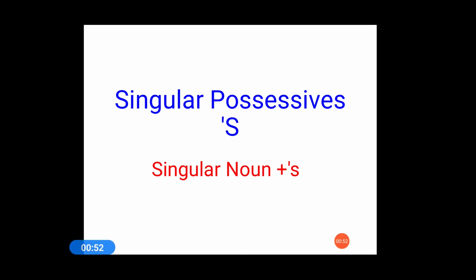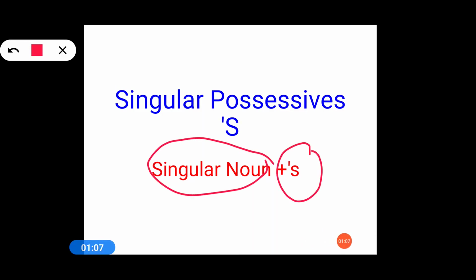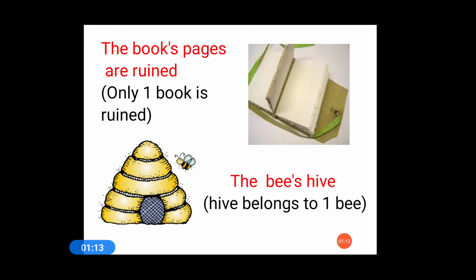So first of all, we will go with the singular possessive. Now possessive means what? It shows possession. So here the first thing is singular noun plus apostrophe s. Whenever we have a singular noun, we will make use of an apostrophe first and it will be followed by s. The book's pages are ruined, the bee's hive. So these are the two examples.